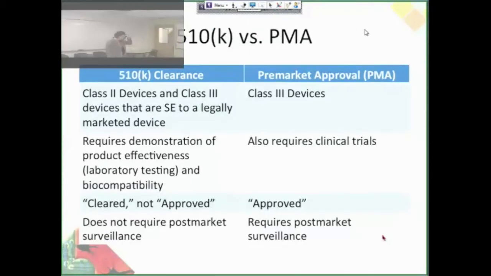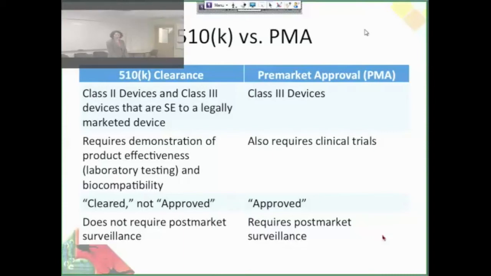Okay, so 510K and PMA are pretty different, so I just want to summarize what the differences are. For the 510K, first of all, it's clearance. It's not approval. So if you have a device that you cleared through the 510K pathway, it's not legal to advertise it as FDA approved because it has not gone through the stringent approval process. If you did go through the PMA, then it's approved. It's legal.